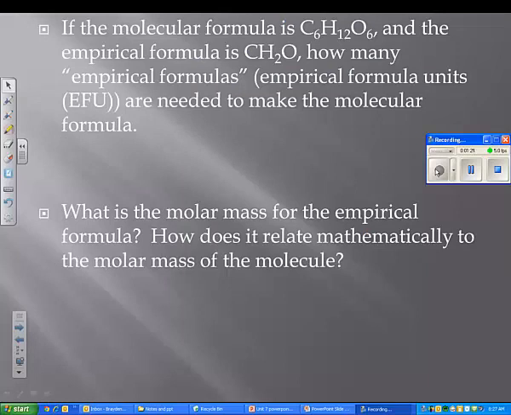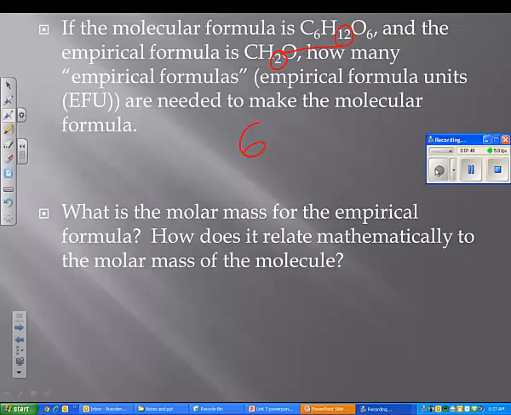How many empirical formulas are needed to make the molecular formula? We remember we're going from 2 to 12. There's a common number there. How do you go from 2 to 12? You multiply everything by 6. So there are 6 empirical formulas needed to make the molecular formula.